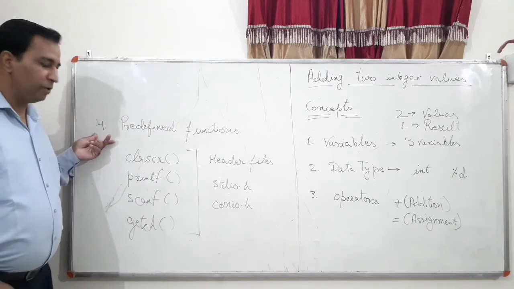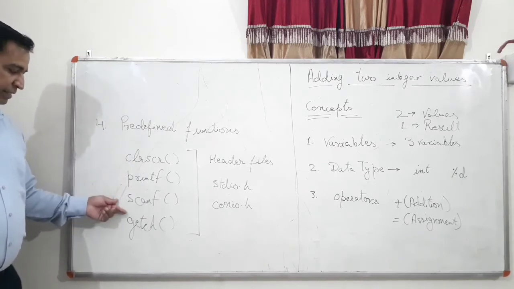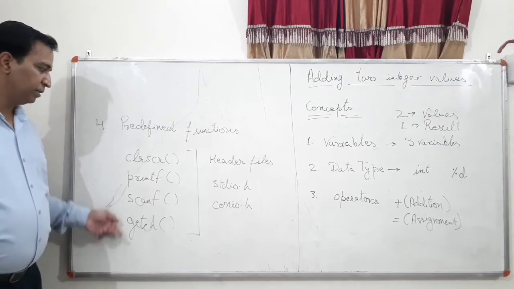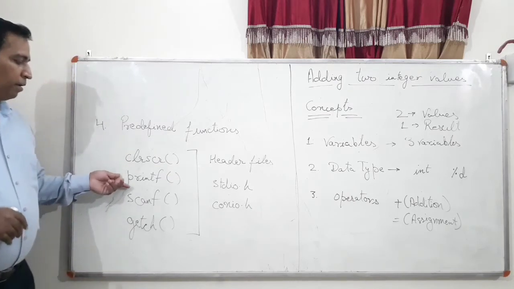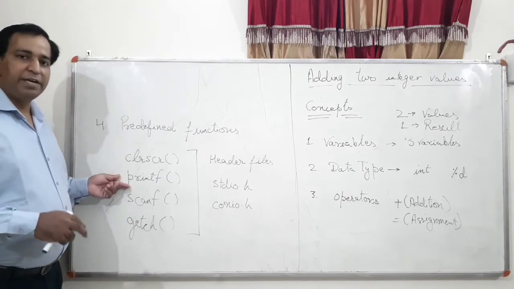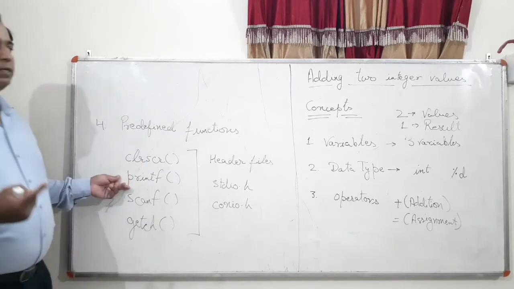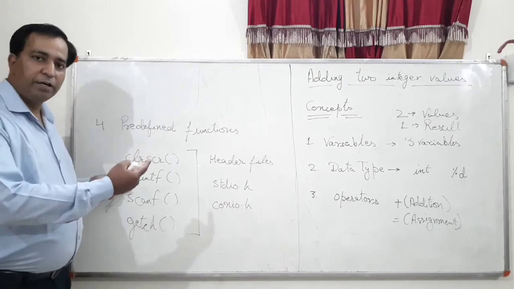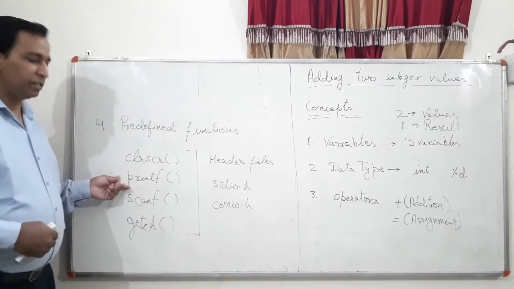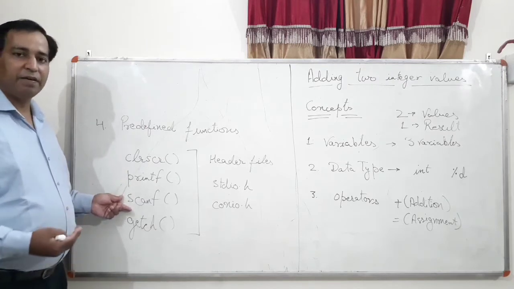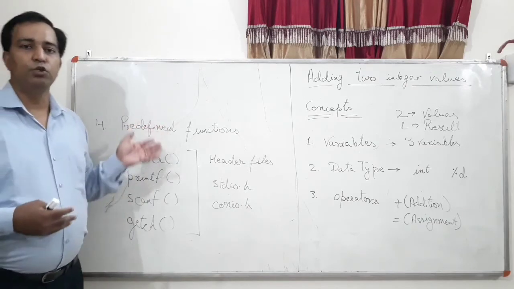What predefined functions will be required? We'll use clear screen, printf, scanf, and getch. Clear screen's task is to clear the user screen. The printf function is to send messages to the user screen. So printf will first be used to ask to enter two numbers, and then it will be used to display the result. Right? The task of the scanf function is to get the information from the user.